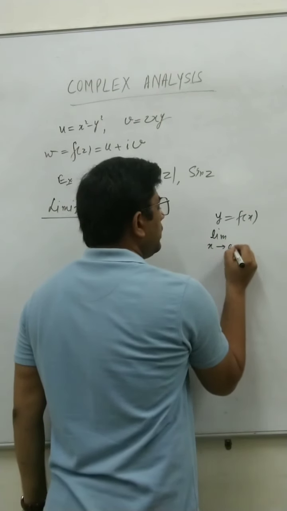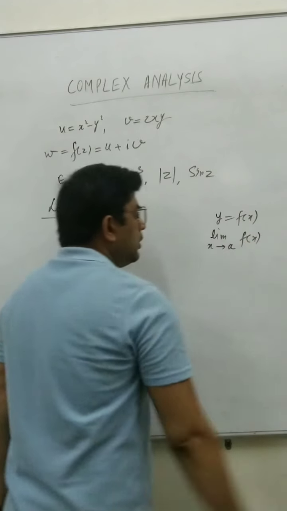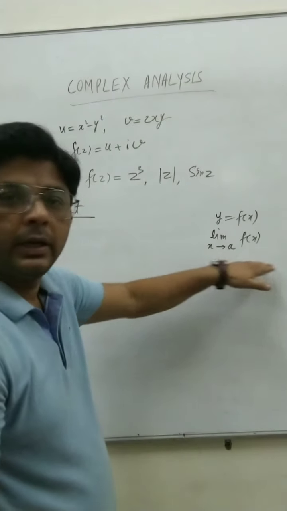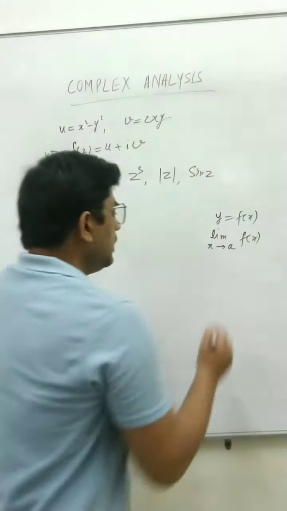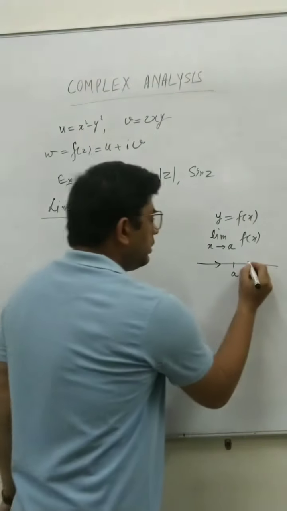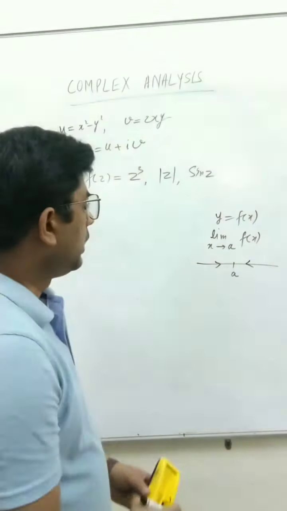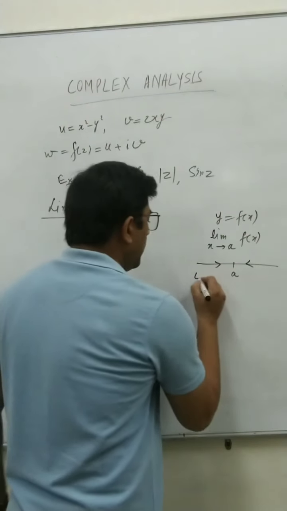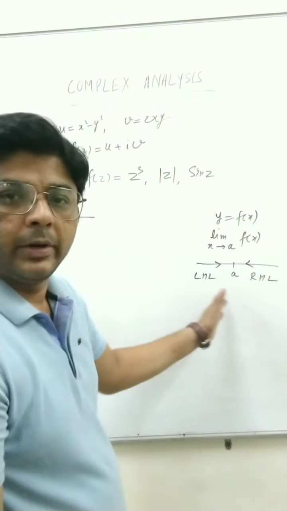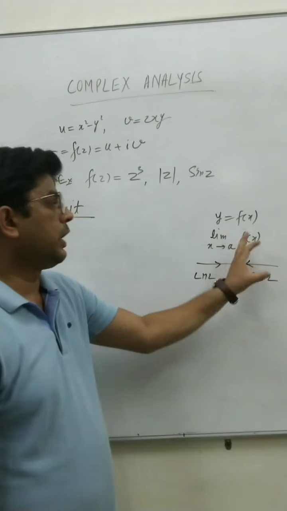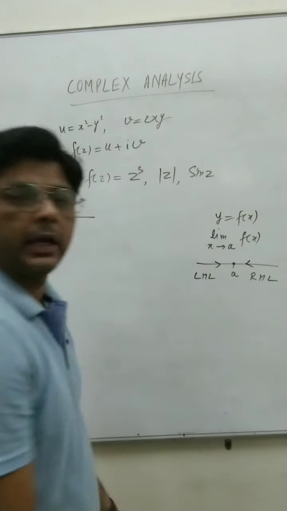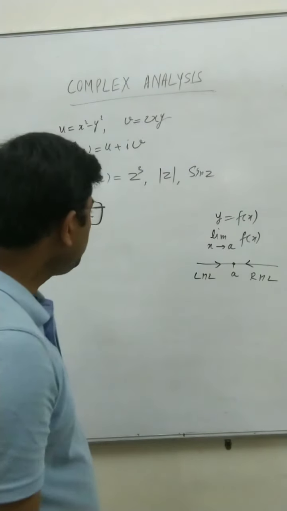Suppose we want to find the limit as x tends to a of f(x). We say that this limit exists if the limit from the left hand side and the limit from the right hand side are equal. Suppose this is the point a. If we move from the left hand side or from the right hand side, the limit is called the left hand limit and the right hand limit respectively. If the left hand limit and right hand limit are equal, then we say that the limit as x tends to a of f(x) exists. Here this a is a point on the axis.